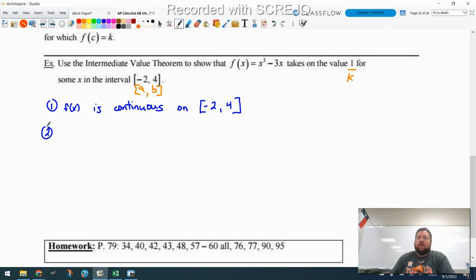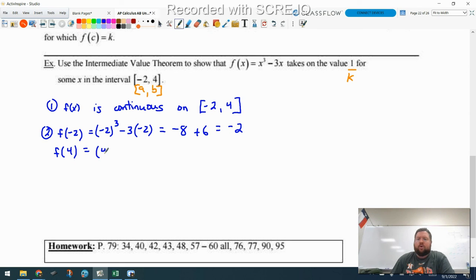All right, second part. Now we are going to plug these two numbers into our function, and we are going to get out some y values, and then we are hopefully going to be able to write an inequality using our k over here. So f of -2. That's -2 cubed minus 3 times -2. So that's -8 plus 6, which is -2. f of 4, that's 4 cubed minus 3 times 4. So 64 minus 12, which is 52.